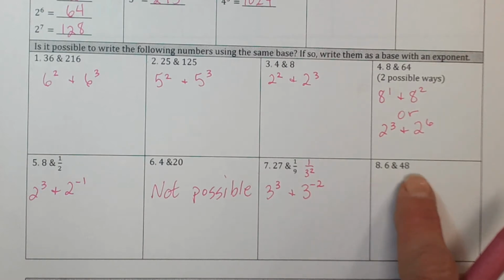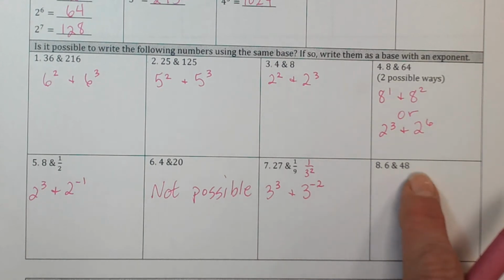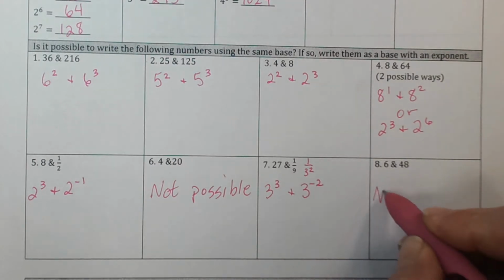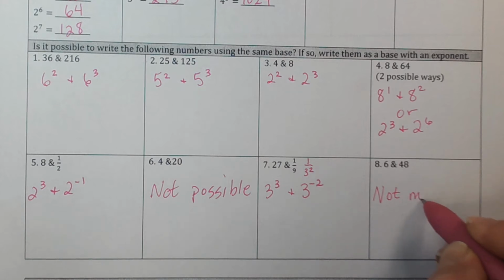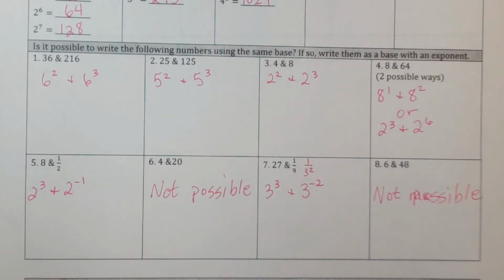All right, and then our last one, we're thinking about 6 and 48. Oh, well, neither one of these are powers, right? So 6 would be just 6 to the 1, and then 36 would be that next power. So again, these are like my 4 and my 20. They're multiples of each other, but there's no way to make them a power of a power.